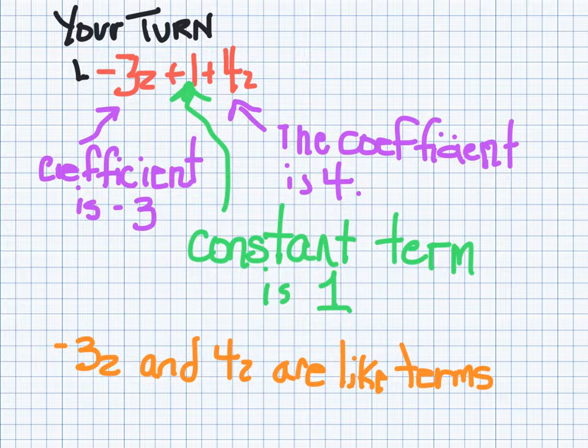On your turn section on page 323, the first problem that they give us is negative 3z plus 1 plus 4z. The coefficient here is the negative 3. I don't know if I said negative 3, but it's negative 3. And the coefficient is 4 here. The constant term is 1. Negative 3z and 4z are the like terms.